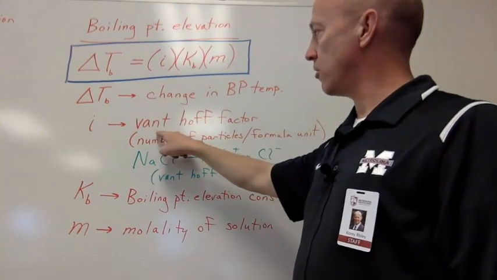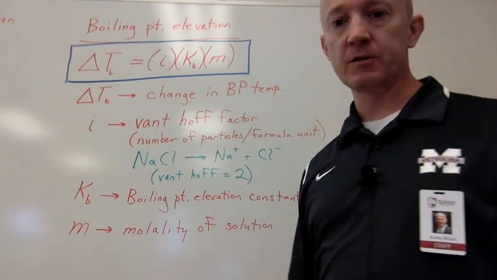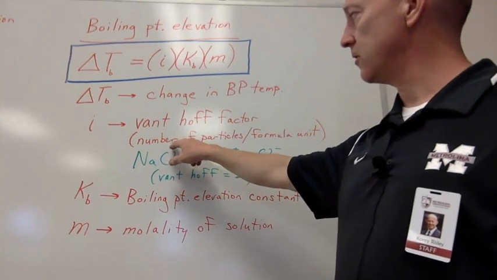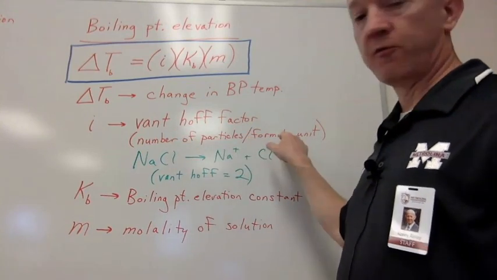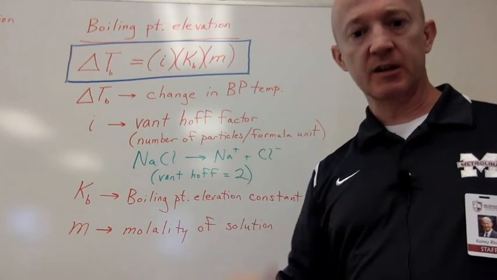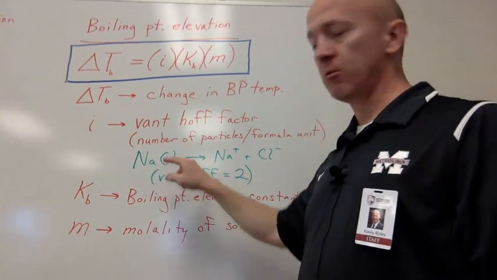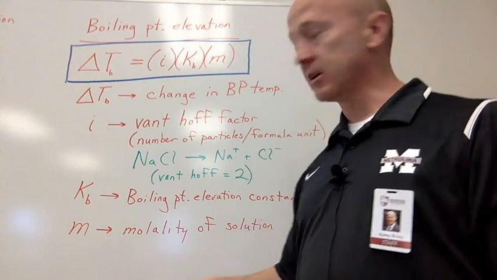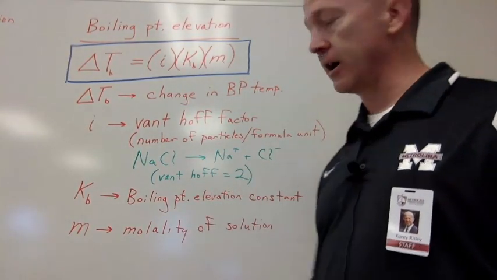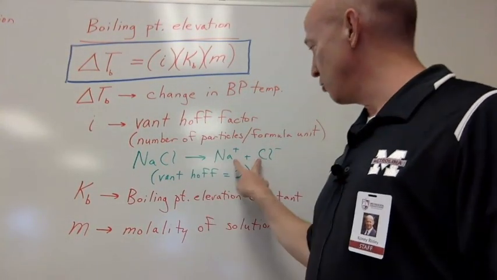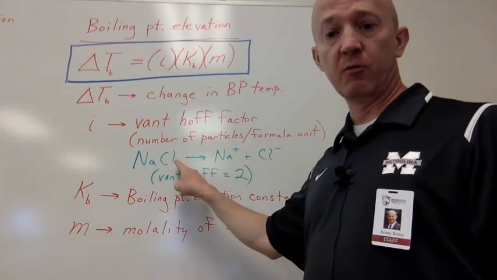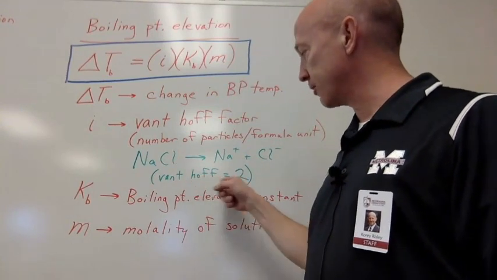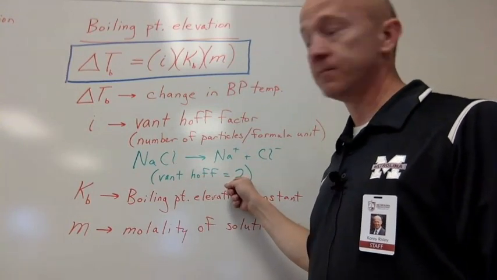This is what we call the Van't Hoff factor. It's a factor that we use to tell the number of particles per formula unit. As an example, remember we said that sodium chloride, when it gets into solution, it dissociates. It becomes the sodium ion and the chloride ion. Well, that means we have 2 particles for every formula unit. So the Van't Hoff factor would be 2 in this case.